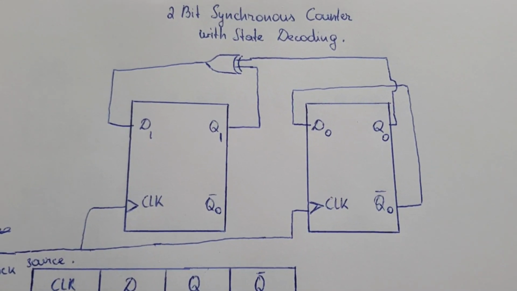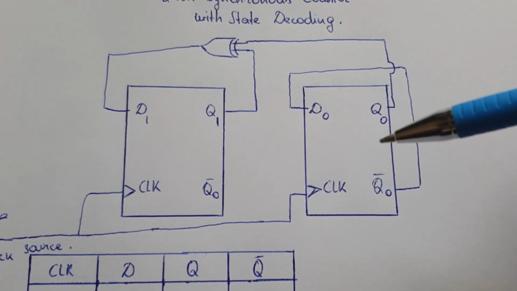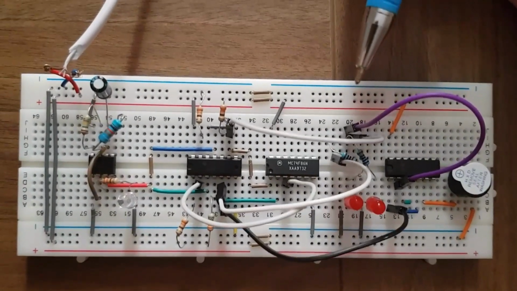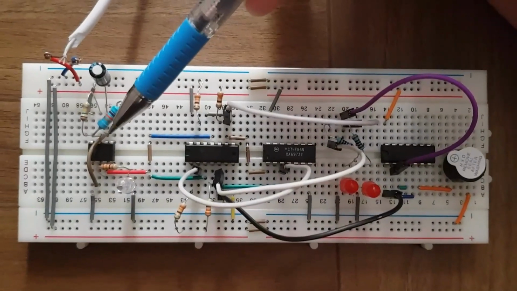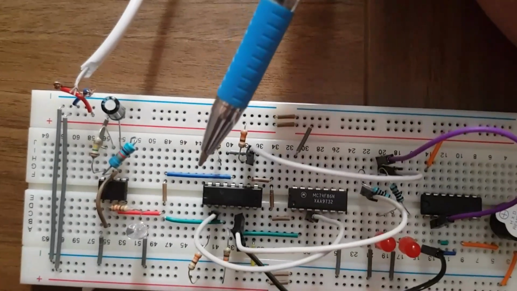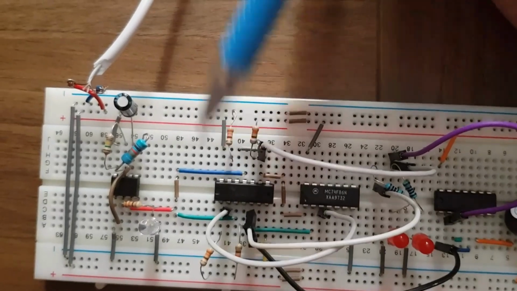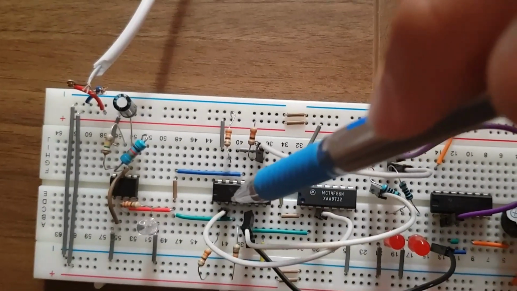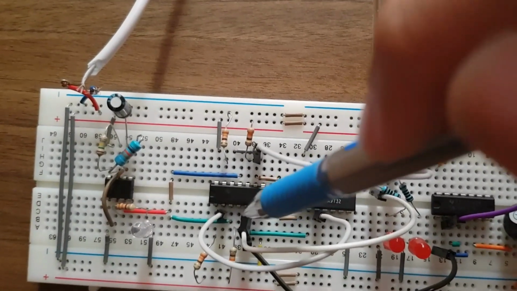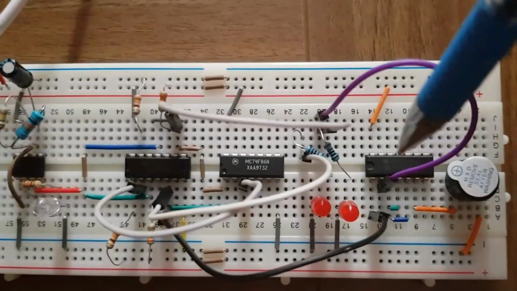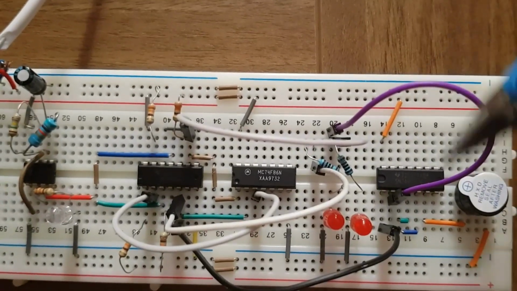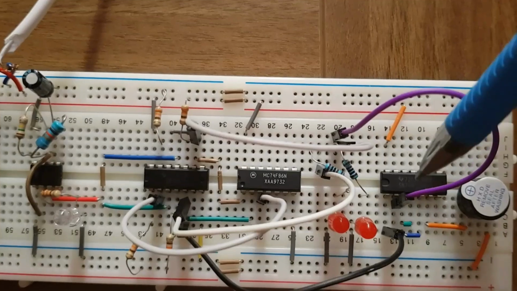So we've done everything, and it's time to construct this circuit on the breadboard. That's the construction of the circuit for the 2-bit synchronous counter with state decoding. This is the 555 timer that I used to give clock impulses to the D flip-flops, and this is the D flip-flop. It's a dual D flip-flop, I mean there are two D flip-flops inside this element. That's the XOR gate, that's the NAND gate, and that's the buzzer. The NAND gate and buzzer are used for the state decoding part. I will talk about that later.